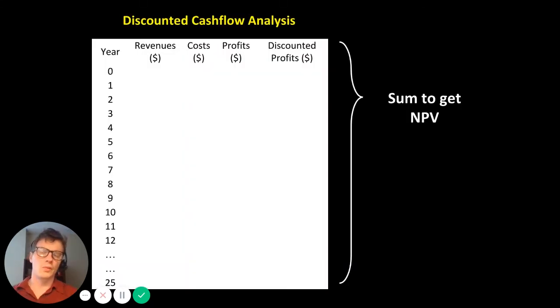So the way this would work, of course, is we would start with some sort of discounted cash flow analysis where we'd project revenues every year as well as costs every year, using revenues and costs to calculate profits. And then we would discount profits for every year and then sum them up to get the net present value.